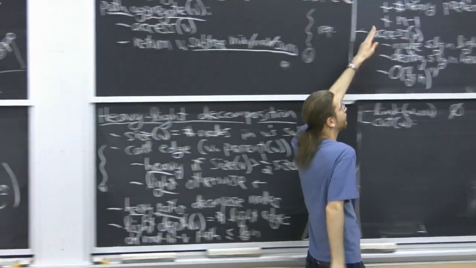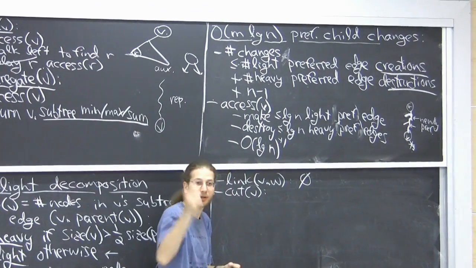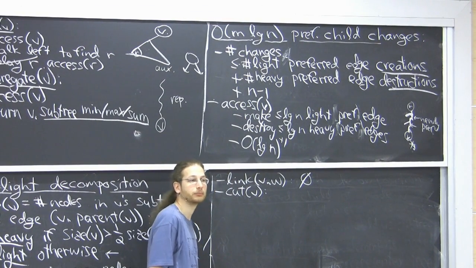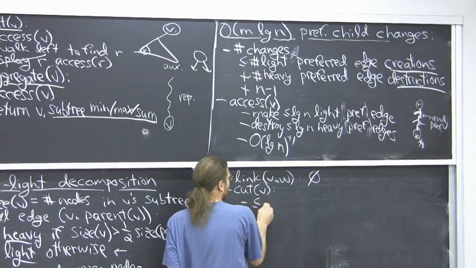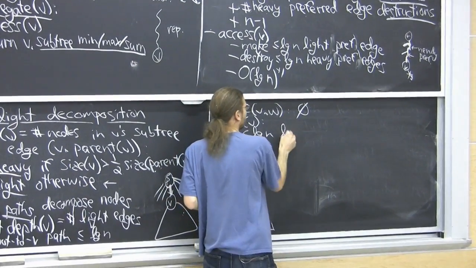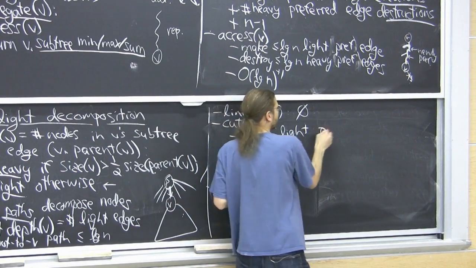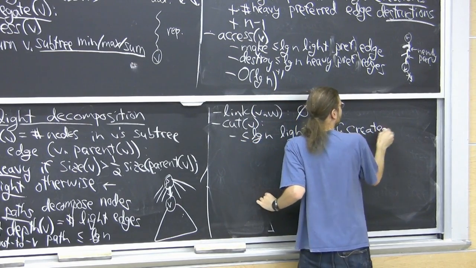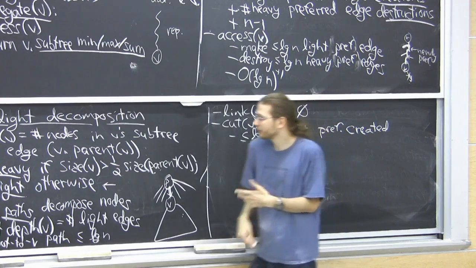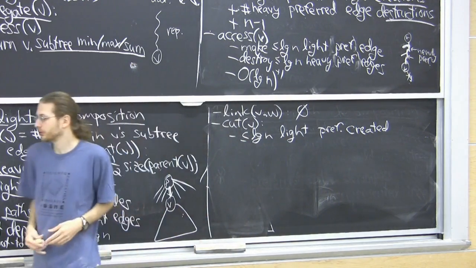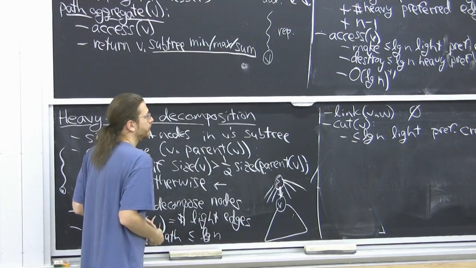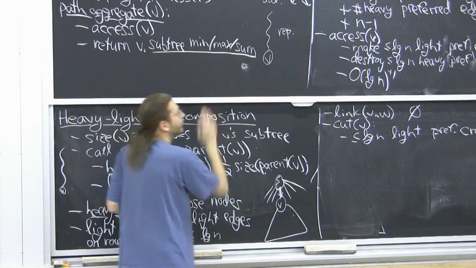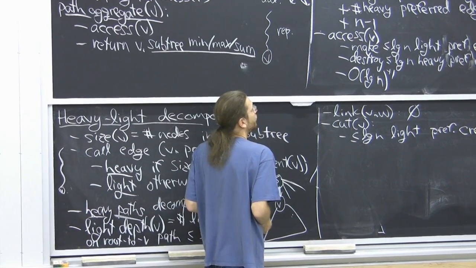We will count the number of light preferred edges created. But again, they're all in a path, so it's at most log n light preferred edges created. We don't care about edges hanging off that path because they're not preferred anymore. So there's nothing to talk about. So that's it. That proves m log n preferred child changes.